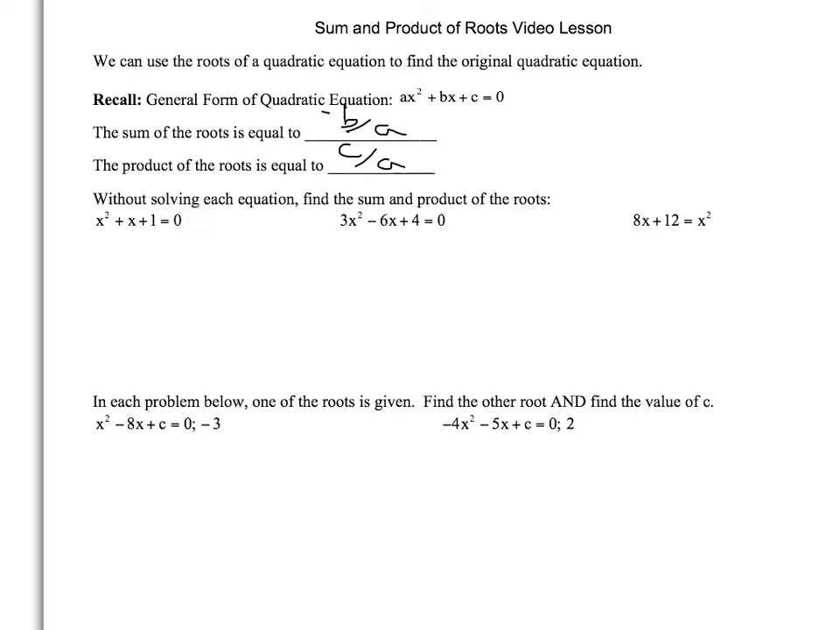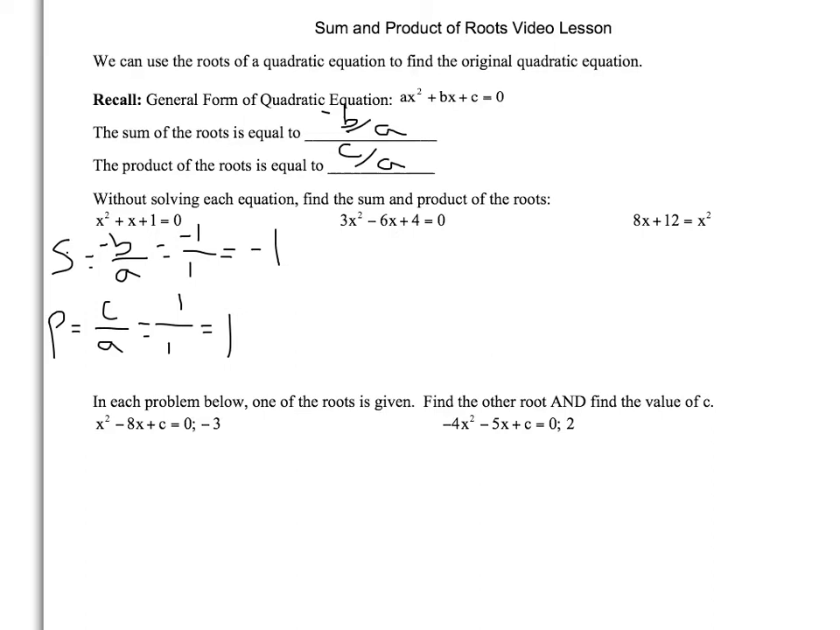First three aren't too bad. We want to find the sum and the product of the roots. To find the sum of the roots, I'm just going to abbreviate with s, you have to take the negative b over a. Well, negative b in this problem is negative 1. A is a 1. So the sum is equal to negative 1. Product is equal to c over a. In this case, the c value is 1 and the a value is 1. 1 over 1 is 1. So the sum of the roots is negative 1 and the product is 1.